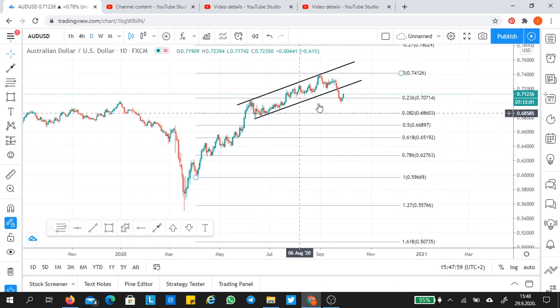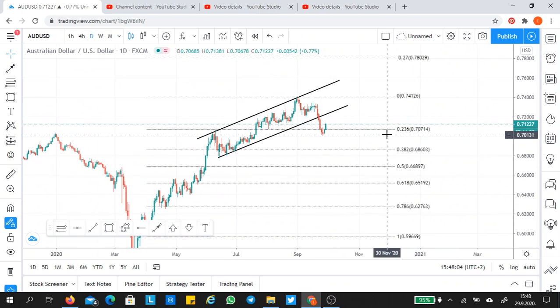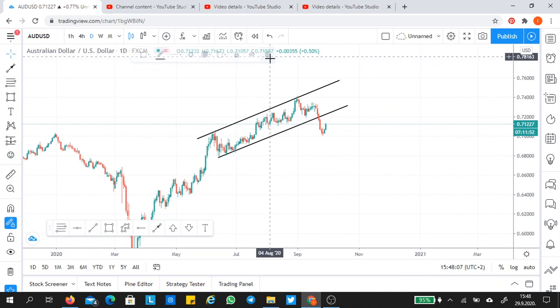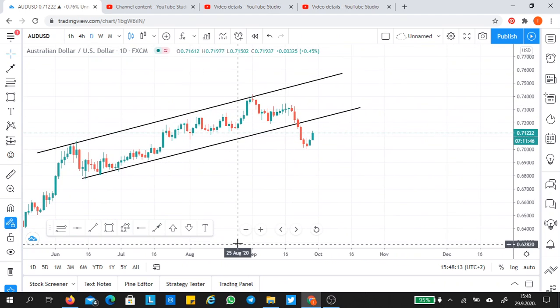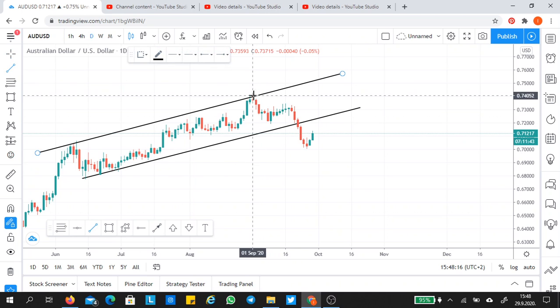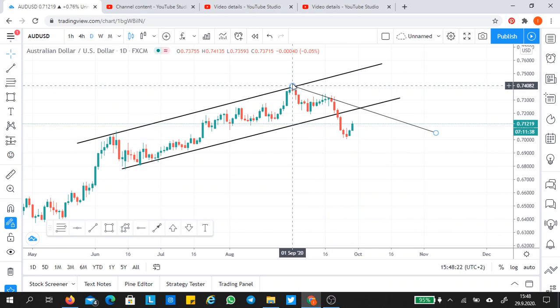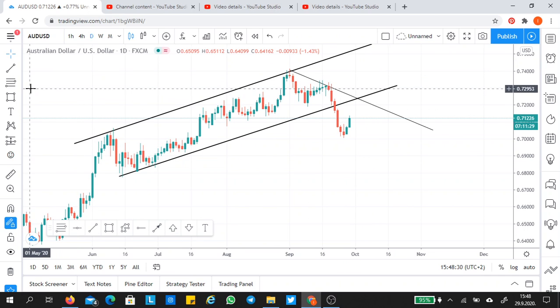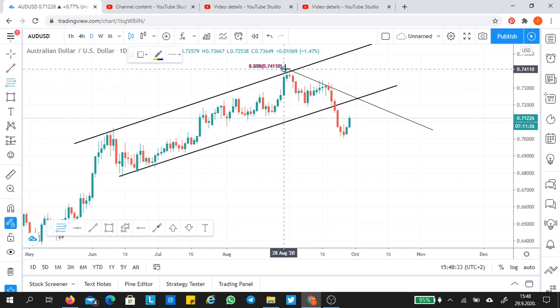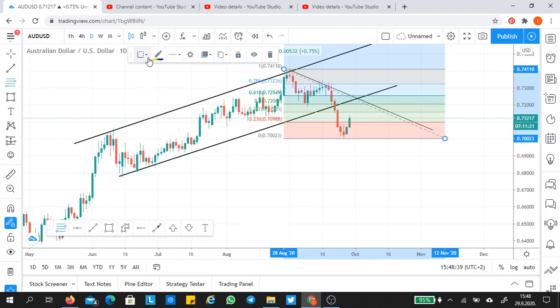So now when we broke this upper channel, on these time scales now on the daily, we can check this out. So now we have a few points where we see that there is a trend line on the daily regarding a short position, and also there is a Fibo from high to low.